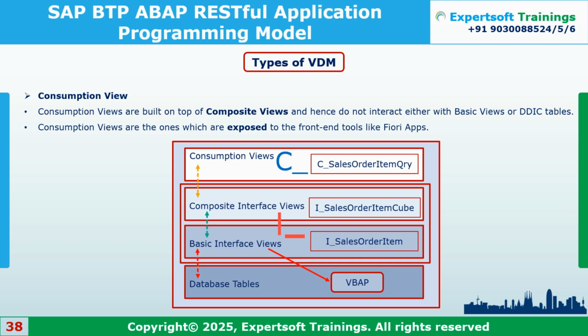And on the composite interface view, we'll have an I_OrderItemCube, where cube in the sense where we want to use it as a cube for analytical purposes, or even in an Excel sheet, wherever we want to, with a combination of multiple basic views. Okay, then there we will have it.